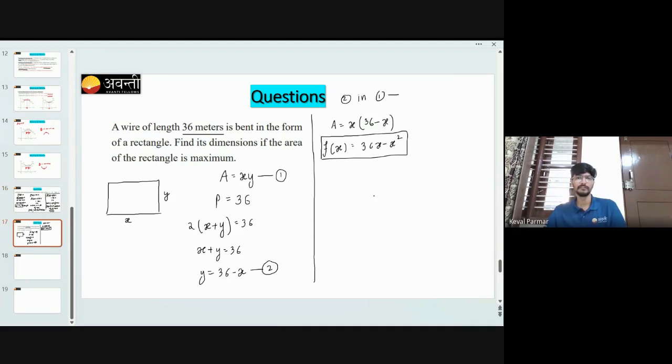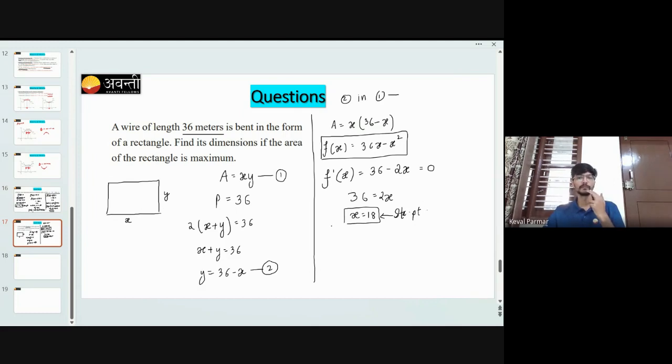We'll do f dash of x. So here f dash of x will be equal to 18 minus 2x. Now to get critical points, we have to equate it to 0. So that will give me 18 equals 2x. That means x equals 9. This is my maximum or minimum point, a stationary point we can say. I don't know whether this is a maximum point or minimum point.